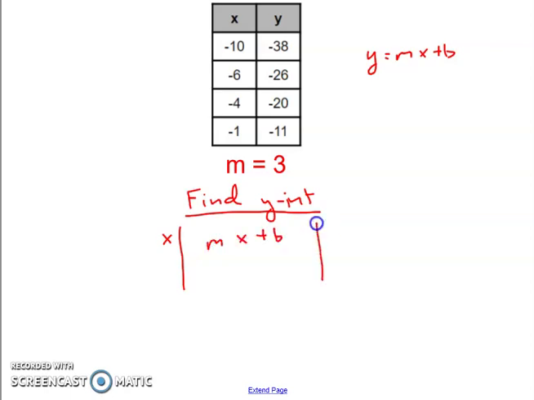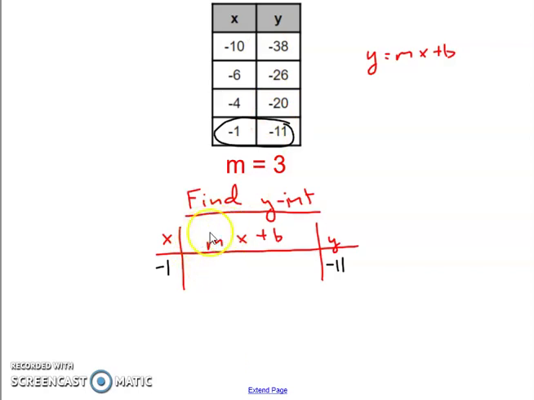So I set up a table, a big old gap between my x and my y. I'm going to choose values from my table, and it doesn't matter which values I choose. I could choose -10, -38. Any of these ordered pairs will work. So let's choose -1 and -11: -1 for x, -11 for y. Because remember, I can plug that in and all should be well.